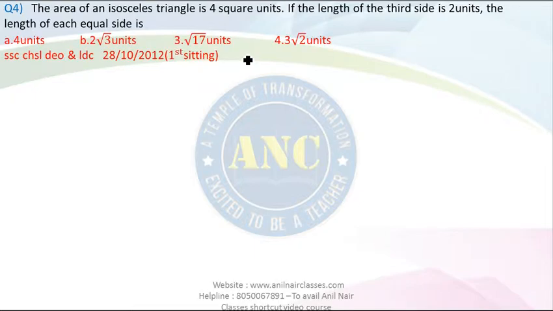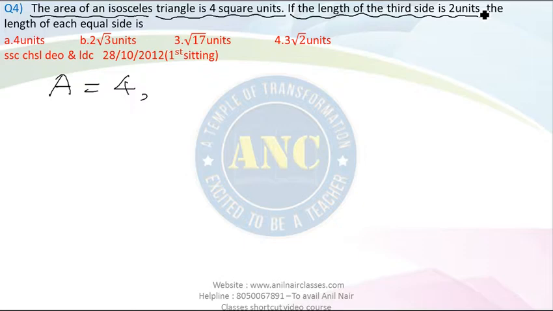Next question. See here. Again, an original SSC question. The area of an isosceles triangle is 4 square units. Area is given as 4. If the length of the third side is 2 units, B value is 2. Find the length of the equal side. A value I need to find.